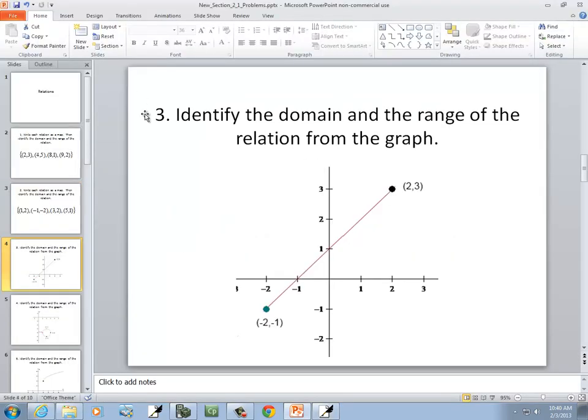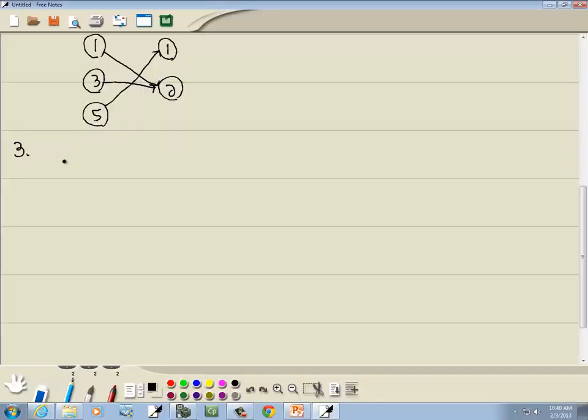Now, the third one gives us our picture, and then says identify domain and range of the graph of the relation from the graph. Let's talk a little bit more about what domain means when you talk about the graph. Domain is our x values where our graph exists. So a domain is x values where a graph exists.